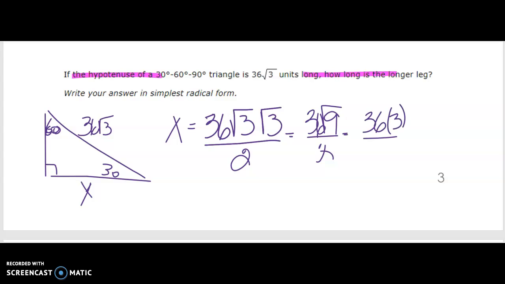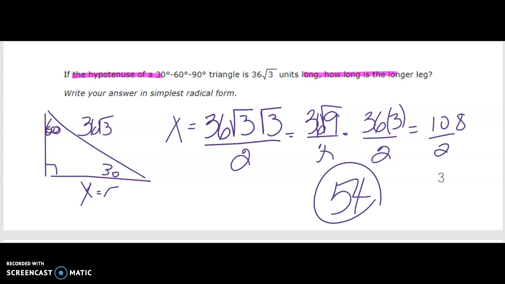36 square root of 9 is 36 times 3 over 2. There's a couple ways I could have done that. 108 over 2. So 54. The long leg is 54.